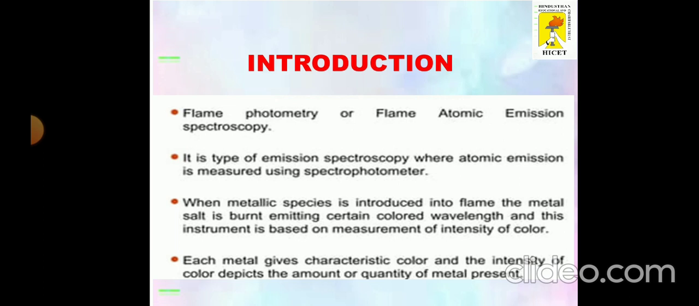So when a metallic species is introduced in the flame, it burns and emits a certain colored wavelength, and the instrument is based on the measurement of the intensity of the color. Each metal will give a characteristic color, and the intensity of the color depicts the amount of metal present.